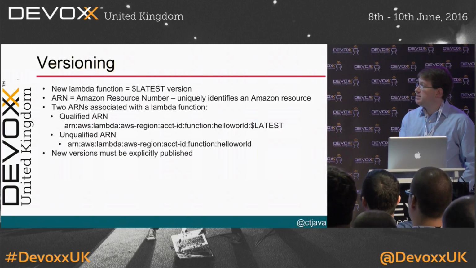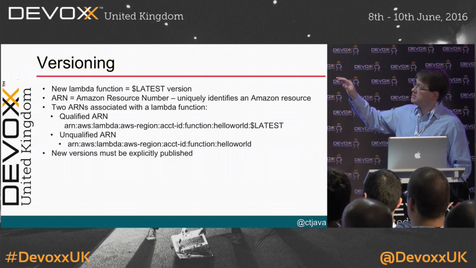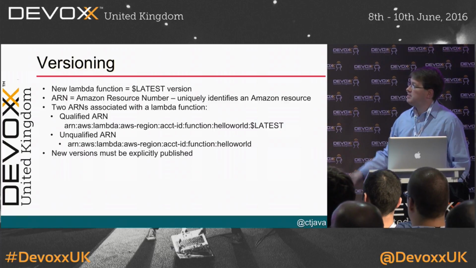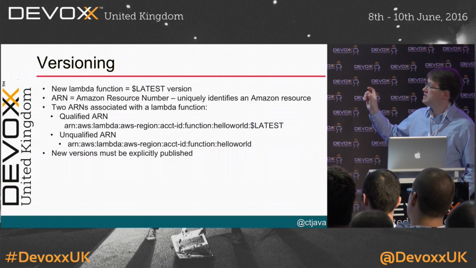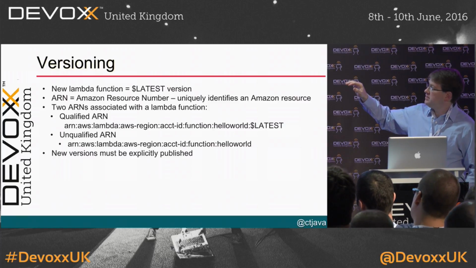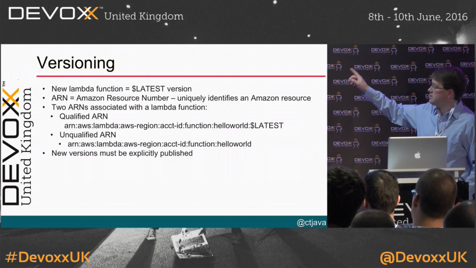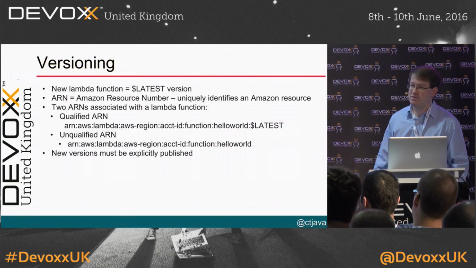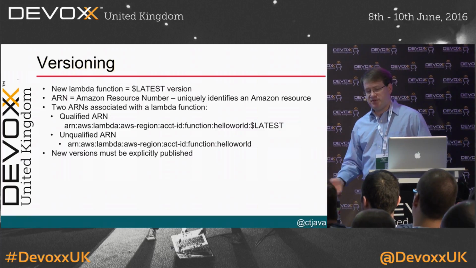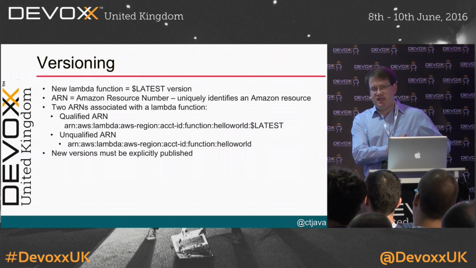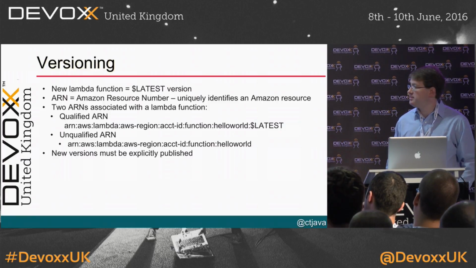Okay. Amazon Lambda functions do support versioning. You're always working with the latest version, so a new Lambda function gets the latest version. Lambda functions have a unique ARN, an Amazon resource number, which uniquely identifies it. And there are two ARNs for each function: a qualified ARN, which has the version number in it, and an unqualified one, which does not. Newer versions must be explicitly published. So when you upload newer code, say you have your Lambda code in S3 and you upload newer code, you still have to publish a newer version of your Lambda function. It's an explicit publishing step.